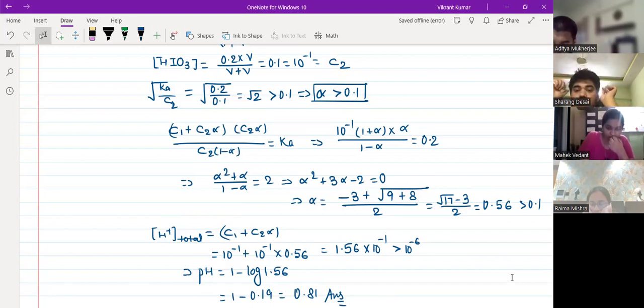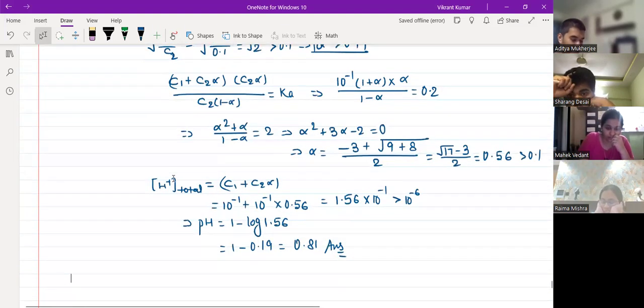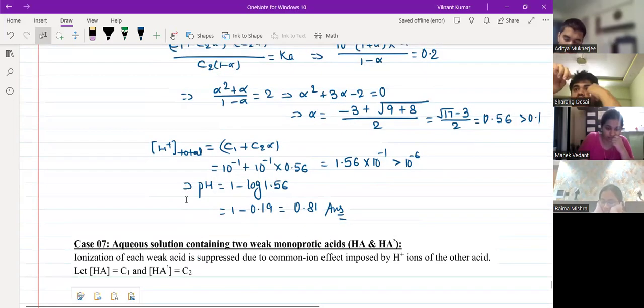Now in the next two cases I'll be mixing weak acid plus another weak acid, and in the next case we'll be adding weak base with another weak base. And then what will happen, that we are going to discuss as case number 7 and 8. तो case number 7 में we are going to discuss if I am having mixture of two weak monoprotic acid, एक को HA बोला, दूसरे को HA dash बोला है.